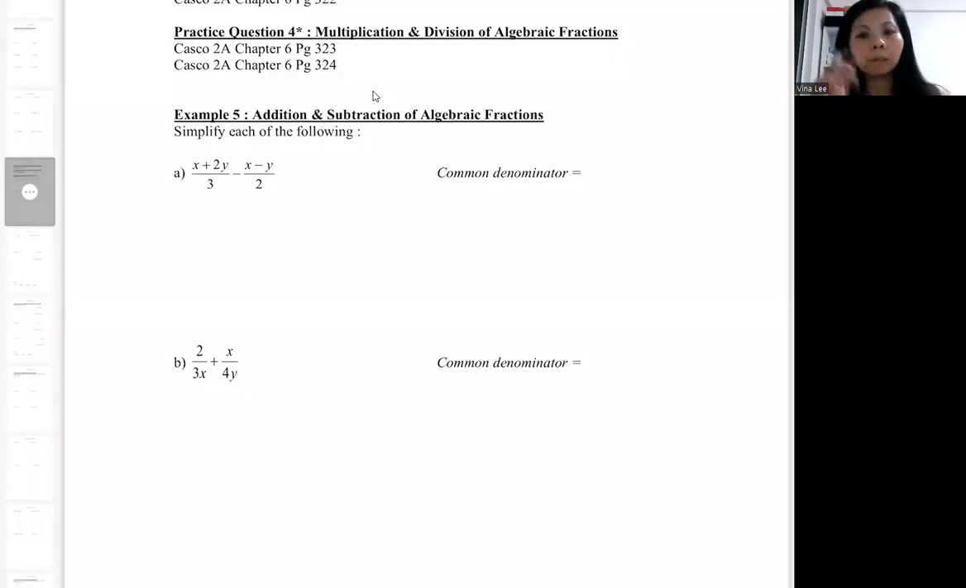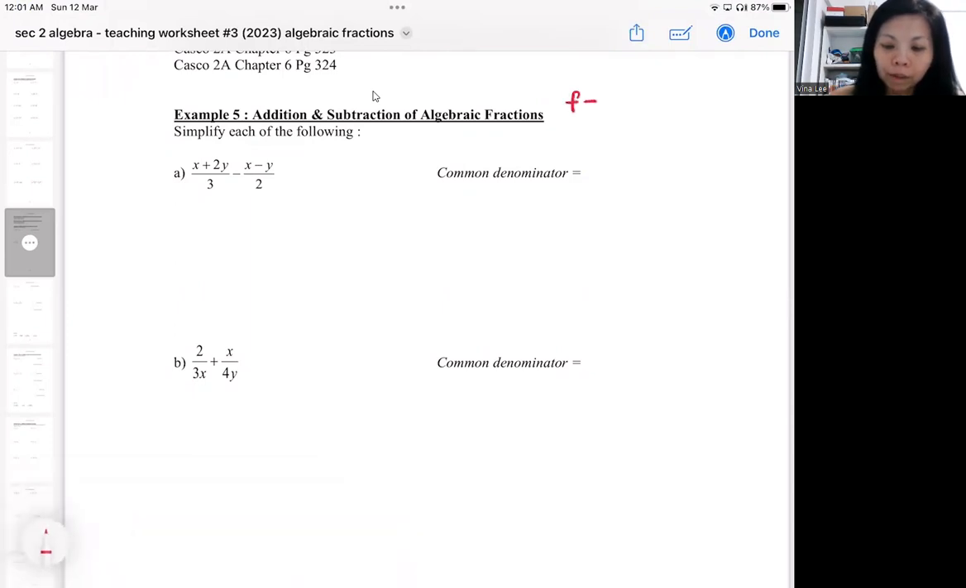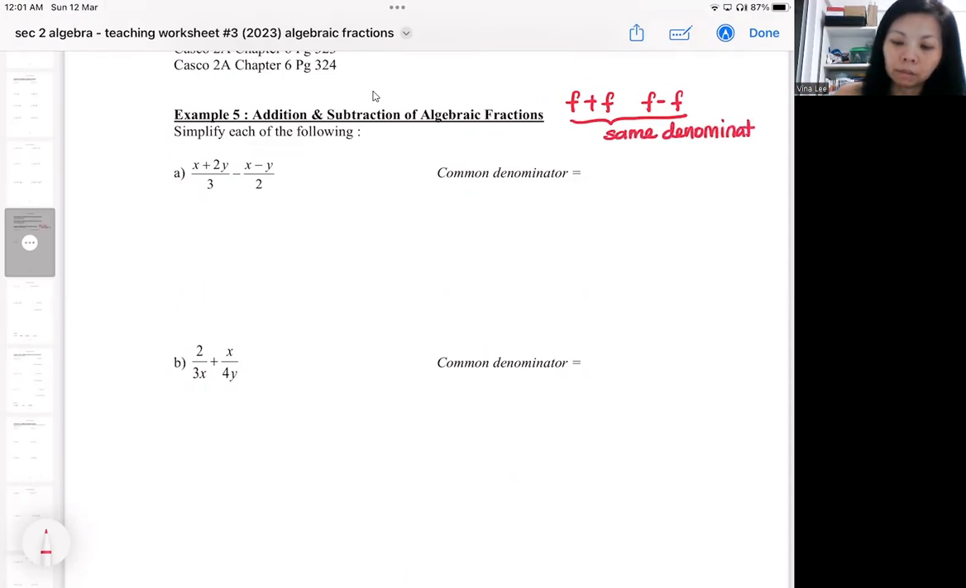Okay, so in this part of algebra fractions, we are focusing on adding and subtraction. When we do fraction plus fraction, or fraction minus fraction, we always need to make the same denominator. For multiplication and division, you do not need to make the same denominator.